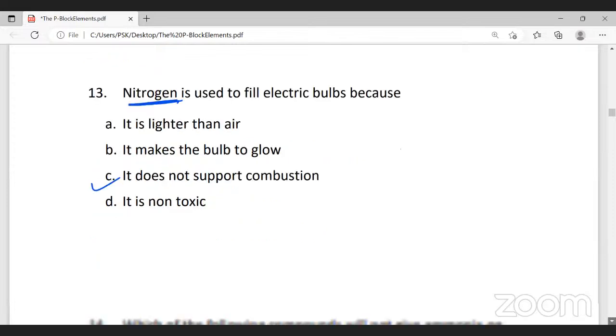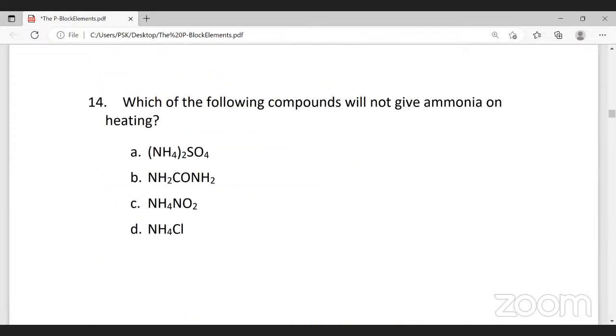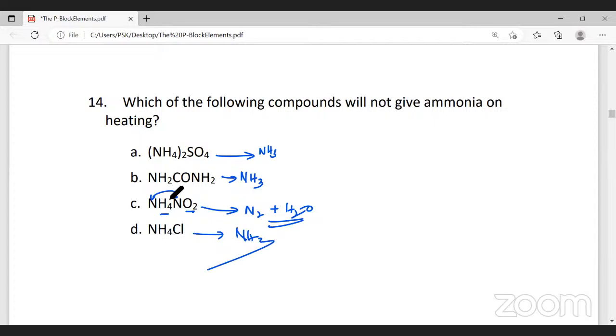The next question, which of the following compounds will not give ammonia on heating? Ammonium sulfate will give ammonia on heating. Urea, on heating, gives you ammonia. Ammonium nitrate on heating gives nitrogen gas and water. We learned it in the previous questions. So these 2 nitrogen atoms combine to form nitrogen gas and you get water. Ammonium chloride also gives you ammonia on heating. So which of the following compounds will not give ammonia on heating? It is option C, ammonium nitrate.